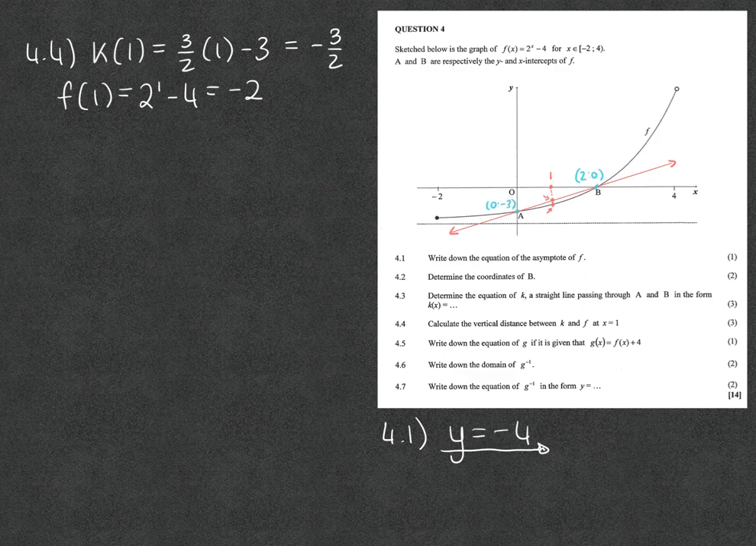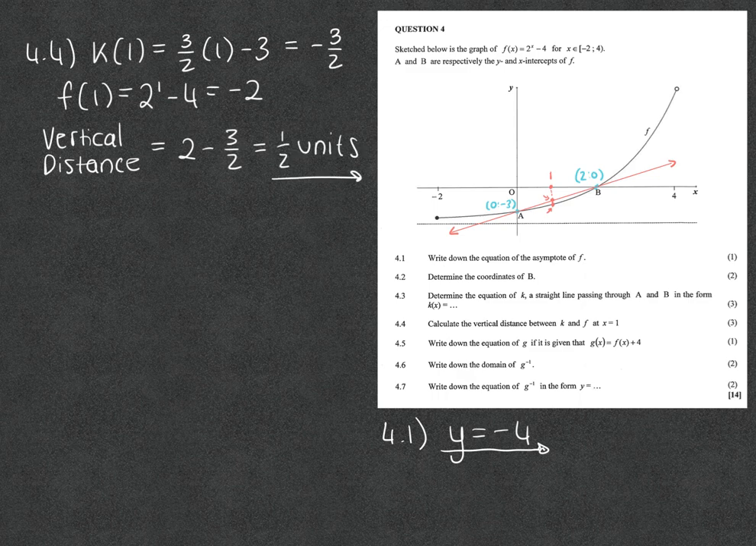So it means that the difference between 3 over 2 and 2 is going to be, okay, so the vertical distance, oops, spelling shocking, vertical distance is going to be equal to 2 minus 3 over 2, which is going to give me a half. So a half units.